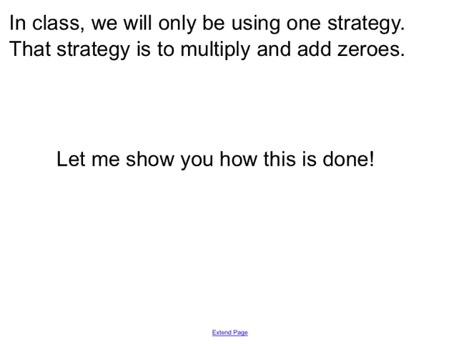In class, we will only be using one strategy. That strategy is to multiply and add zeros. So even though the GoMath book mentions different strategies, we're only working on one of them. So please make sure this is the strategy that you are going to continue to practice and master. So we're going to multiply and add zeros. And we did this in Chapter 2, so it should be a little familiar. So let me show you how this is done.